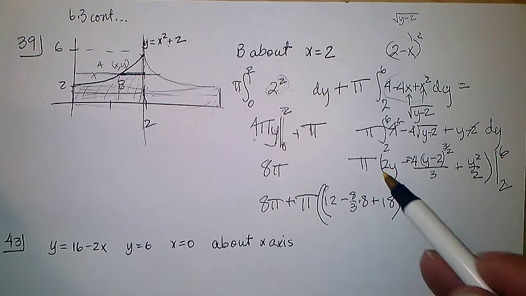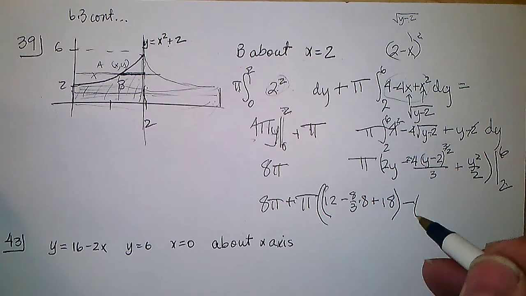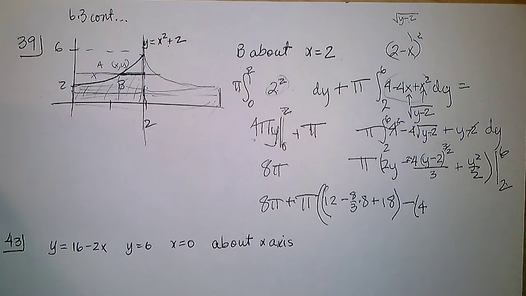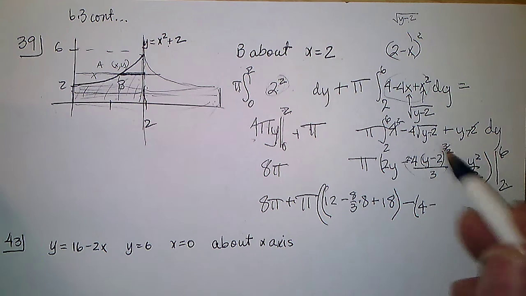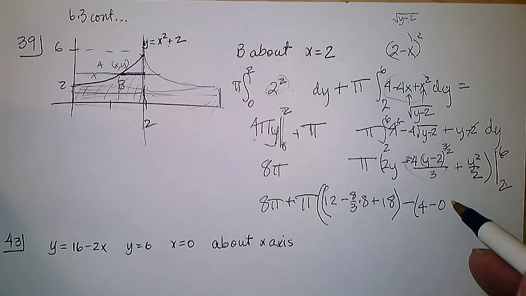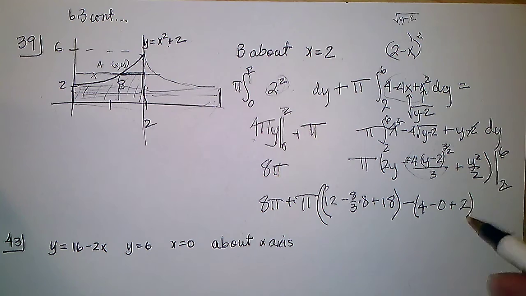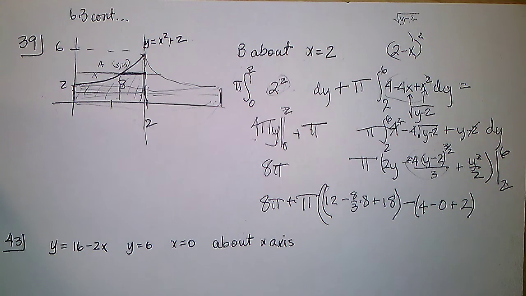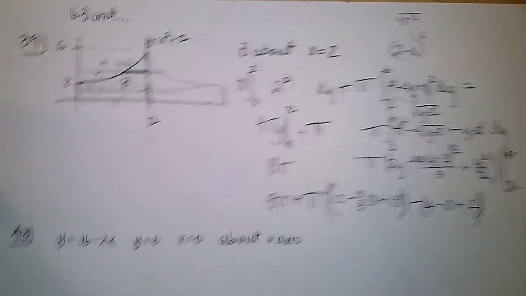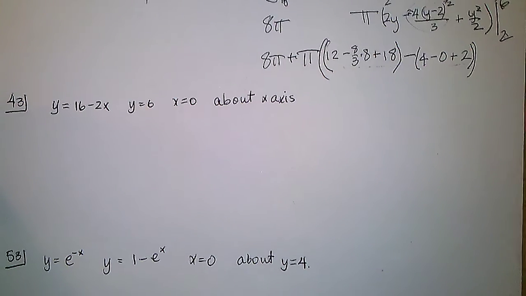Minus, now we have to put 2 into all of this. 2 times 2 is 4. This is 8 thirds minus 8 thirds times 2 minus 2, which is 0, so that's all gone. Minus 0 plus 2 squared is 4 over 2, which is 2. Okay. And so we could work that out. That's a calculator thing. I'll leave that part to you. Hopefully I didn't make any sign errors in that. That's easy to do.